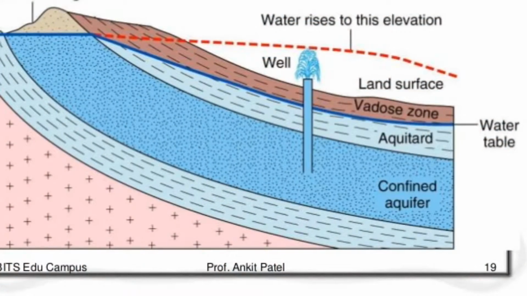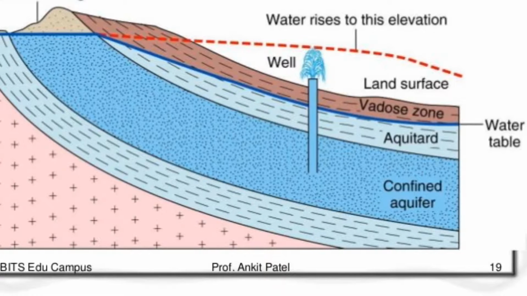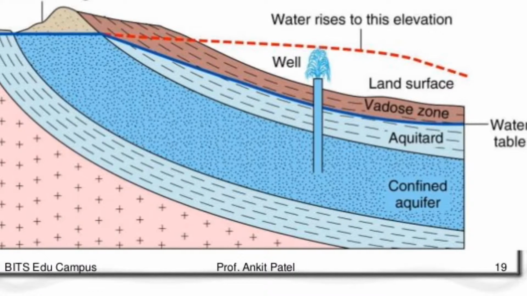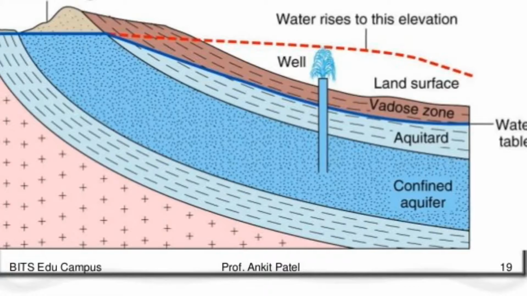In the seventh image you can see an example of confined aquifers, which are those into which water seeps from the ground surface directly above the aquifer.